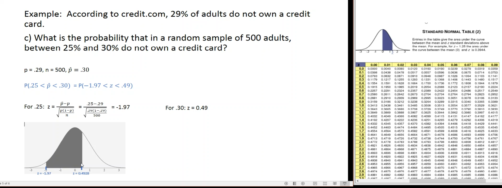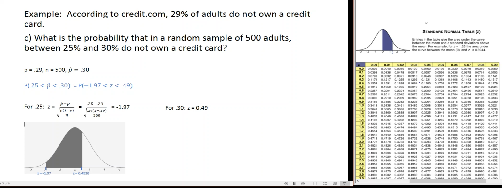Okay, so nice thing, if we go to our z-score chart, it's giving us area in between. So really we want the area in between 0 all the way up to 0.49, and then we want 0 all the way back to negative 1.97. Now remember, this is symmetrical, so I'm going to look up the 0.49 and just a positive 1.97, and that's going to give us the identical area on the left.